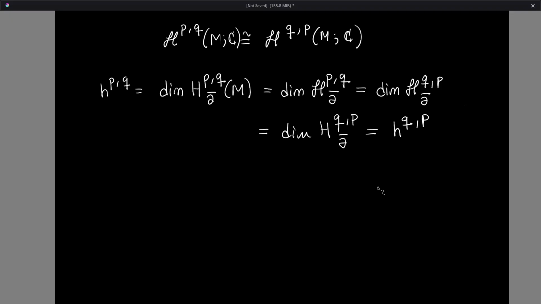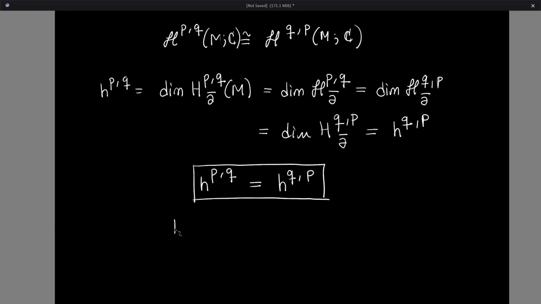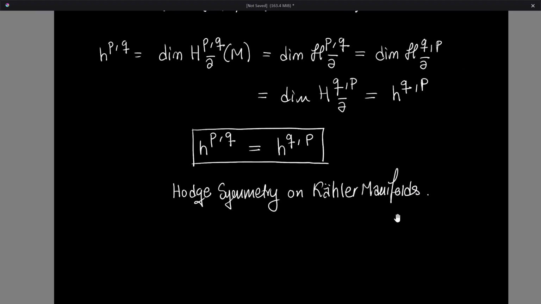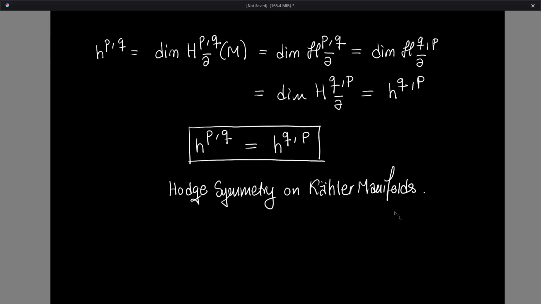Hopefully the visuals helped in figuring out what I was talking about, but essentially the Hodge symmetry is this thing. It's the fact that the PQth Hodge number is equal to the QPth Hodge number. This is called the Hodge symmetry on Kähler manifolds. Right? So that's the first consequence of the Kähler identities and the Hodge decomposition. So now we're going to go on to the second one. So that's the first symmetry, or consequence, of the complex Hodge theorem on Kähler manifolds.